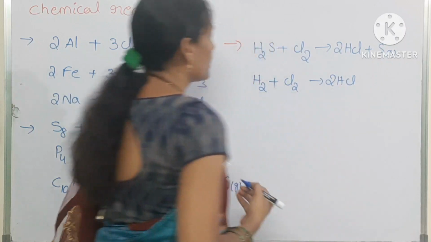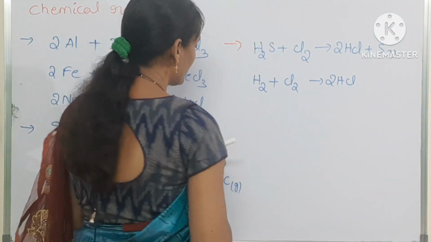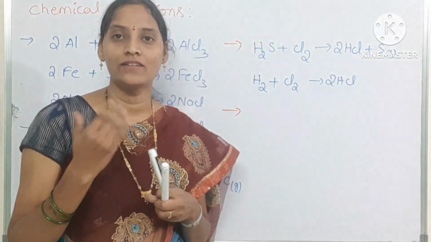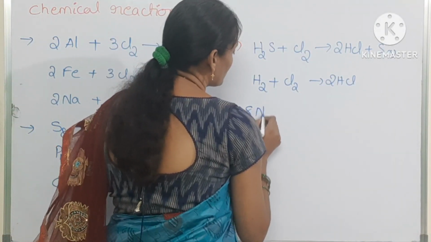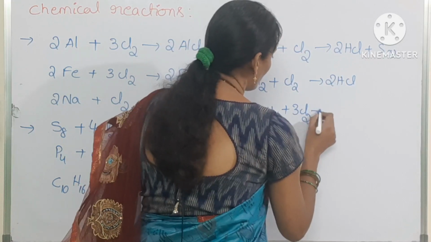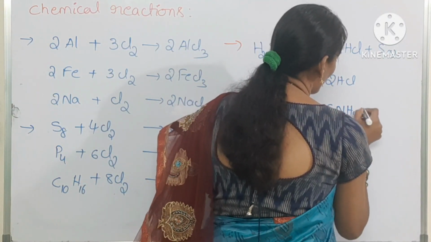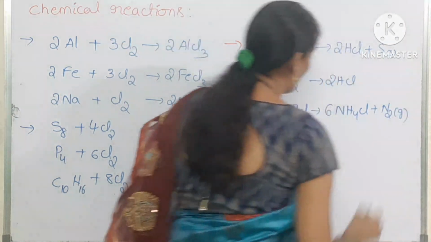Then coming to next one, chlorine reacts with excess of ammonia, then it will form ammonium chloride and nitrogen gas. You can see excess of ammonia. So 8 moles ammonia plus 3 moles of Cl2 will give you 6 moles of ammonium chloride, NH4Cl, plus N2 gas.